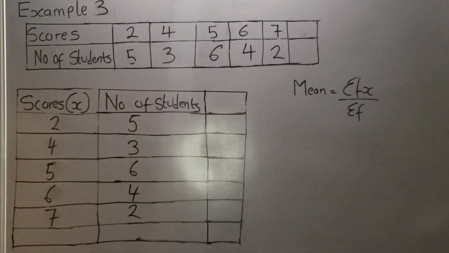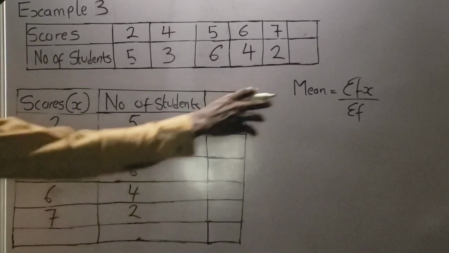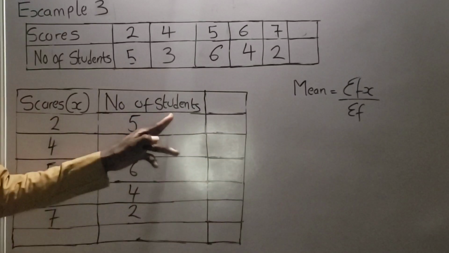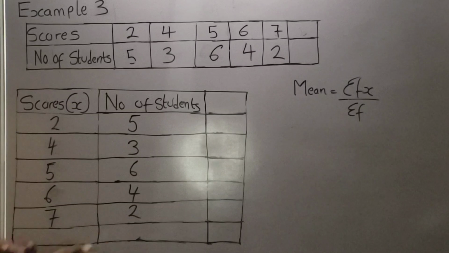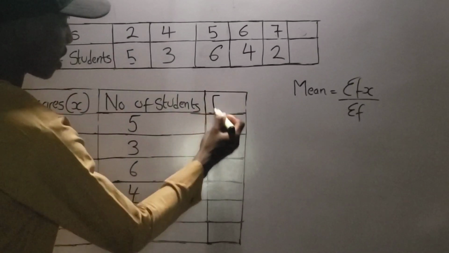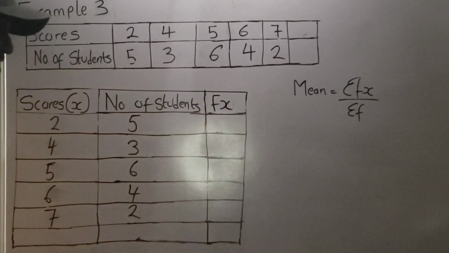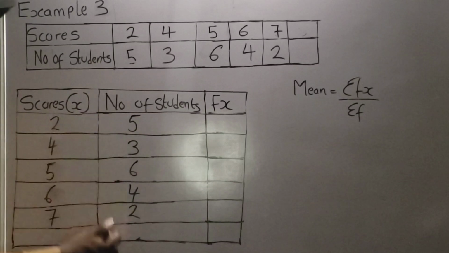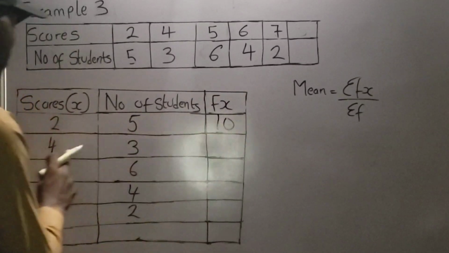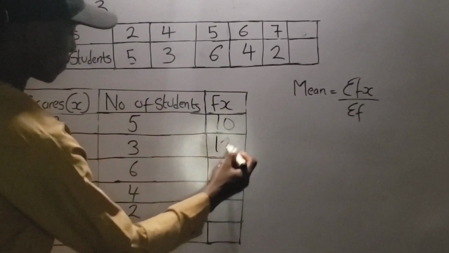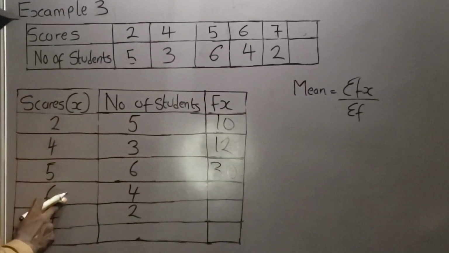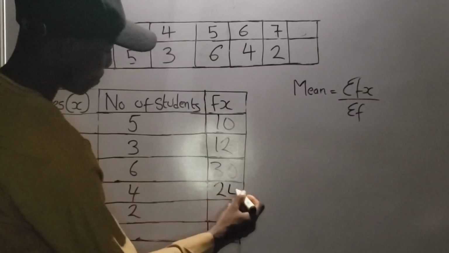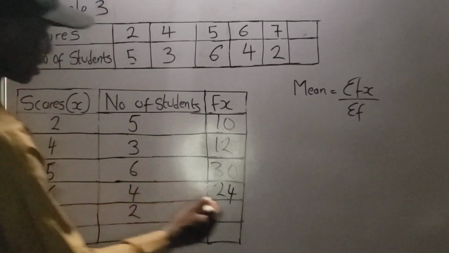So now we are still going to follow the same approach. According to the formula of mean, I need to take the product of the frequency, which is the numbers of students, and the scores of students. Are you getting it? So I'm going to have another column here which stands for what? Fx. So I'm going to have 5 multiplied by 2, that is 10. 4 multiplied by 3, that is 12. 5 multiplied by 6, this is 30. 6 multiplied by 4, that is 24. 7 multiplied by 2, that is 14.